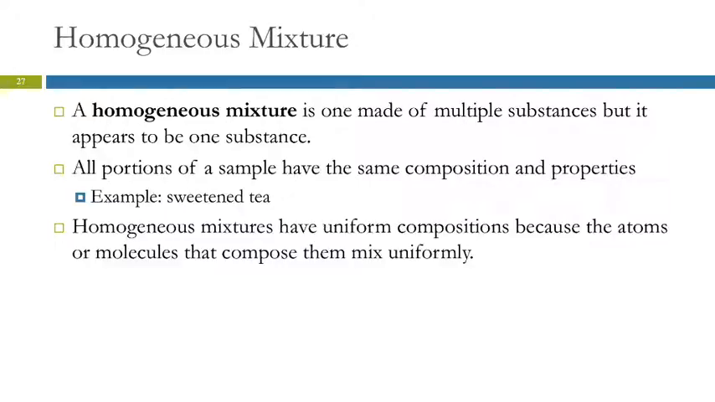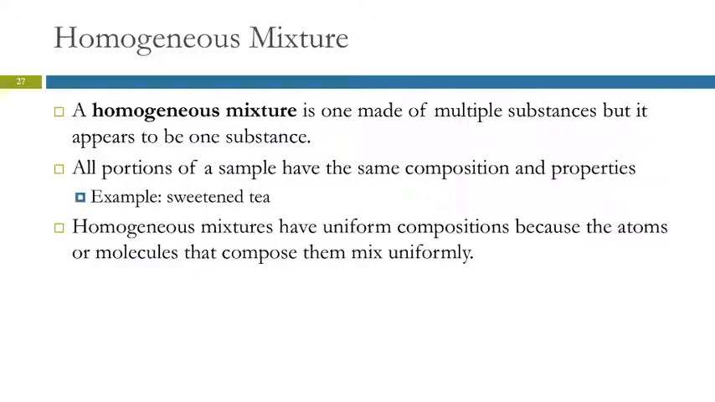In a homogeneous mixture, you have multiple substances, but it appears to be a single substance. So an example would be sweetened tea. So you've got your black tea without anything in it, and you have your white sugar. Two different things. You put the sugar into the tea and you stir it up. What happens to the sugar? Can you see it anymore? It dissolves. It seems to disappear, right? You put it in there, you stir it all up, you can't see it anymore. It's gone. No, it's there.